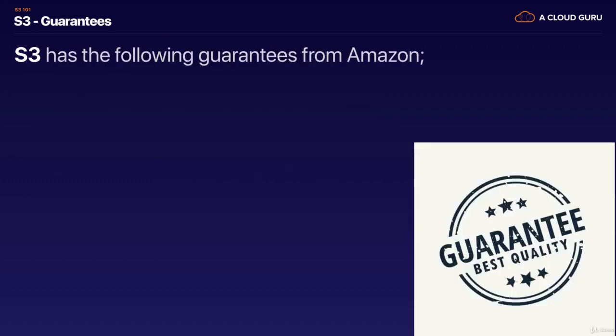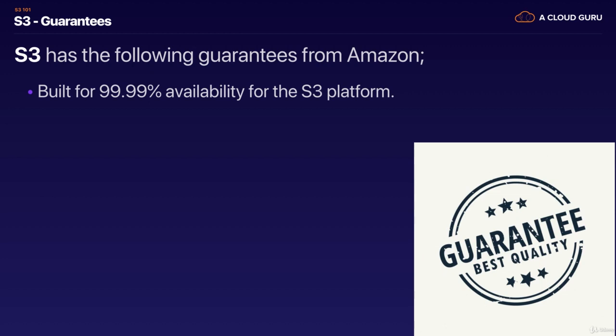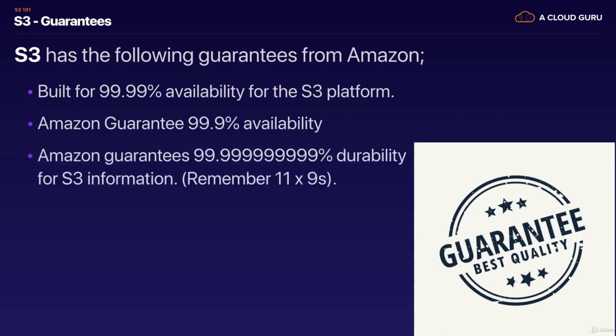So what are the S3 guarantees? What does Amazon guarantee from S3? Well, it's built for 99.99% availability, and Amazon will guarantee 99.9% availability. And Amazon guarantees 99.999999999, which is referred to as 11 nines because there's 11 nines there, durability for S3. So just remember 11 nines. And what does that mean? Well, that means if you put your object up in S3, it's very, very unlikely that it's going to be lost. It's only going to be lost 1 in however many nines that is. So it basically guarantees the durability of your object.